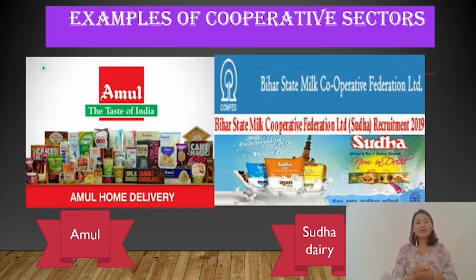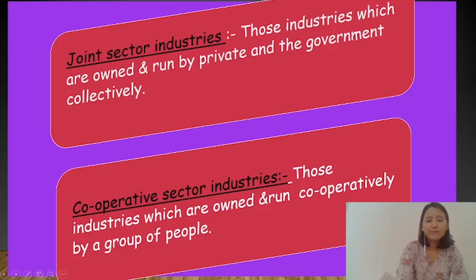Okay, then Sudha Dairy. Sudha Dairy is an industry. They produce milk, and they also produce milk-related products. So this Sudha Dairy is an industry which is set up by a group of people. So these are examples of the cooperative sector in India.